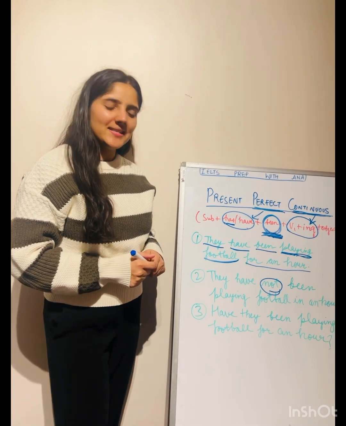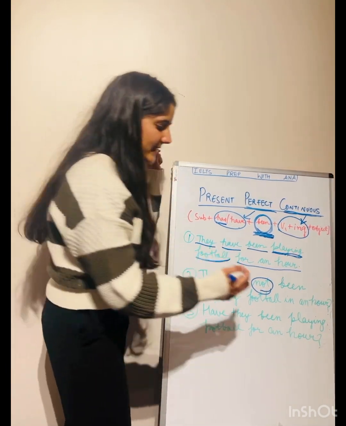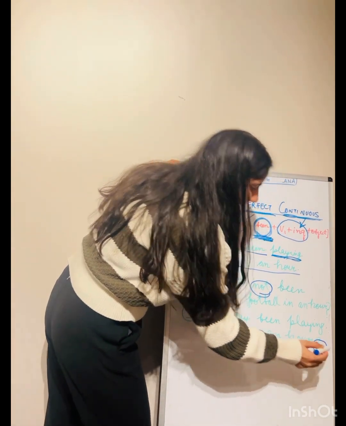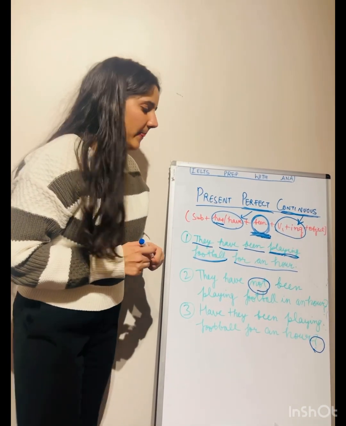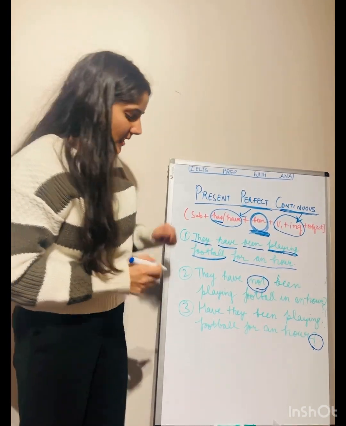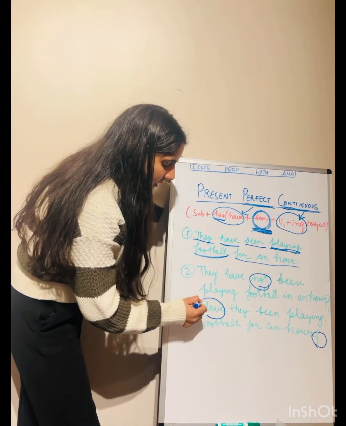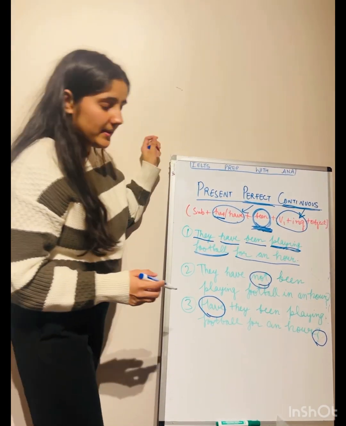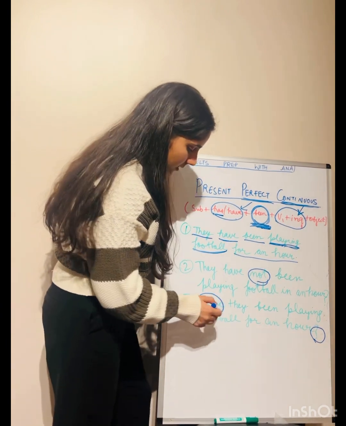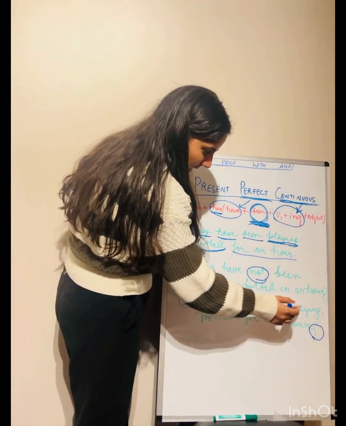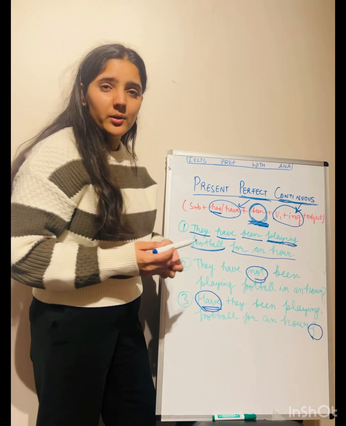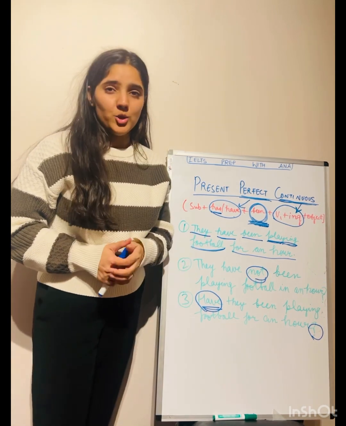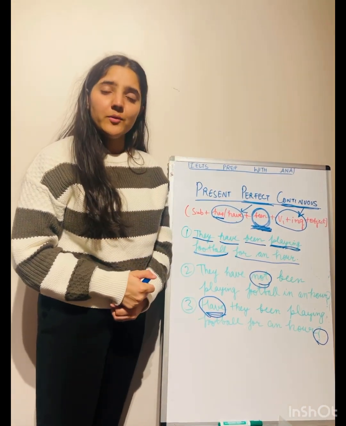The third sentence is an interrogative sentence because there is a question mark at the end. So what we do for interrogative sentences, have will come first and then the sentence will remain the same. So, have they been playing football for an hour? So they are asking this question. Have they been playing football for an hour?